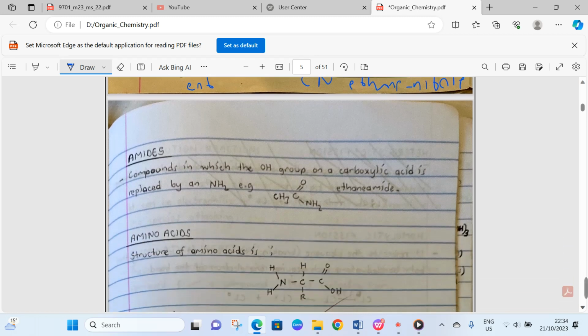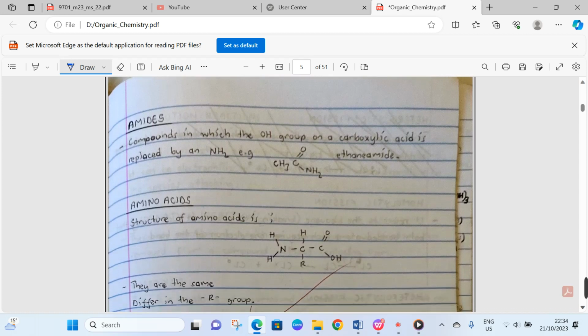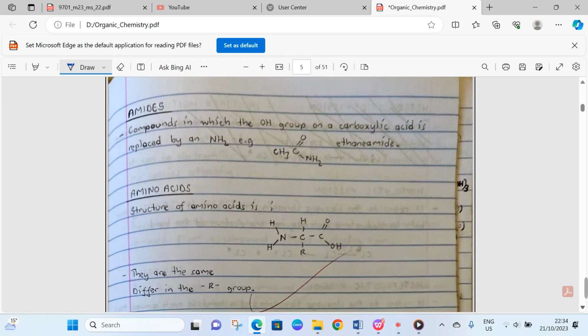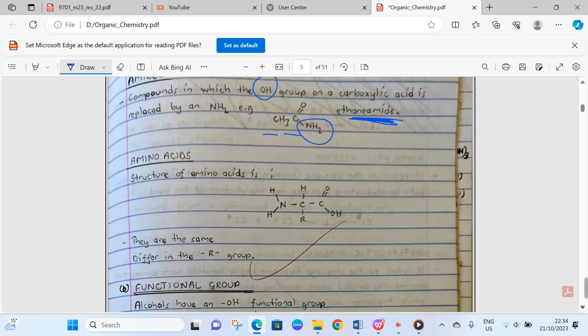In amides, let's move on to another group. There are a lot of them. We're almost through, guys. Don't lose heart. Amides. These are compounds whereby an OH group in carboxylic acid has been replaced by an NH2 group of atoms. For example, with two carbon atoms, we call it ethane amide. Ethane amide.